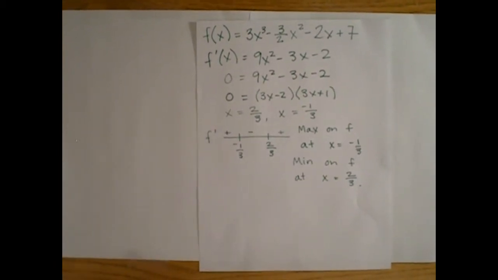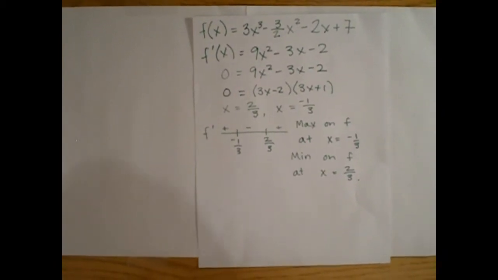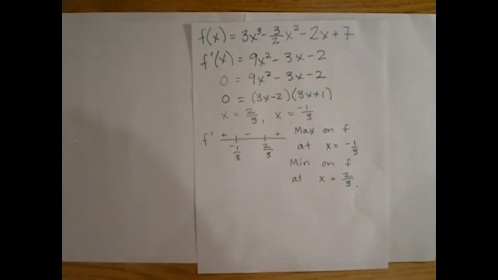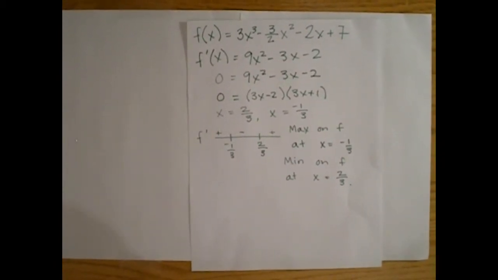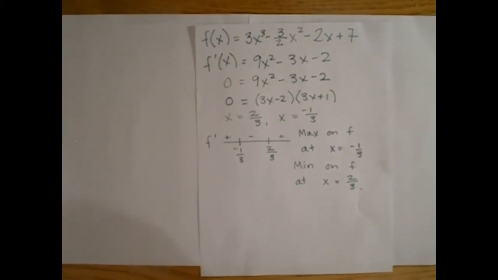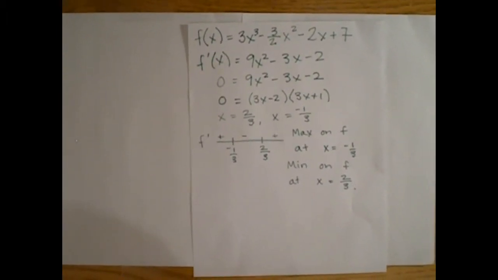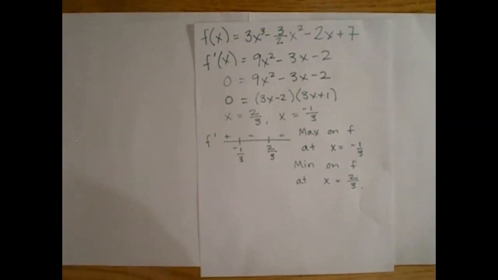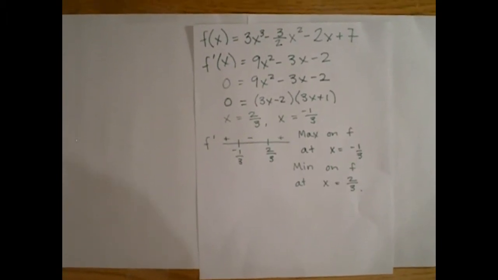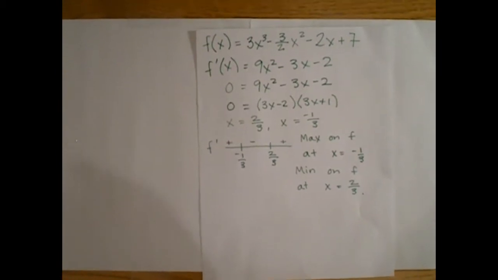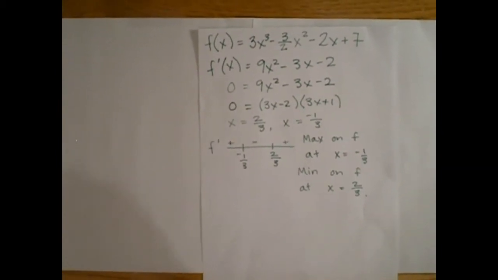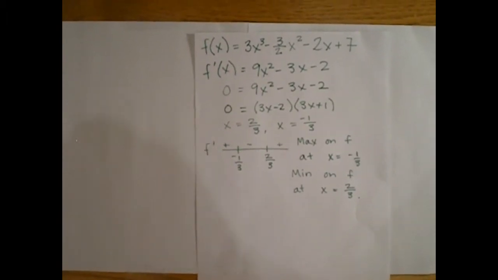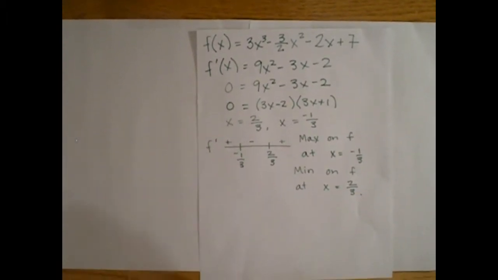Let's use the first derivative test and second derivative test to find the maxes and mins and the points of inflection on this function. f of x equals 3x to the third minus 3 halves x squared minus 2x plus 7. The derivative, f prime of x equals 9x squared minus 3x minus 2. We set the derivative equal to 0, and we get that x equals 2/3 and x equals negative 1/3. Then we make an f prime sign chart.